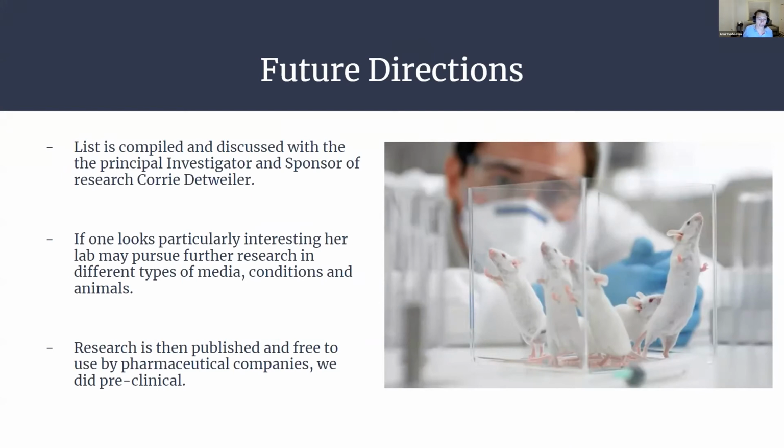And then that research is published, and it is free to be used by pharmaceutical companies, which means that we have essentially done the preclinical trials test for them.